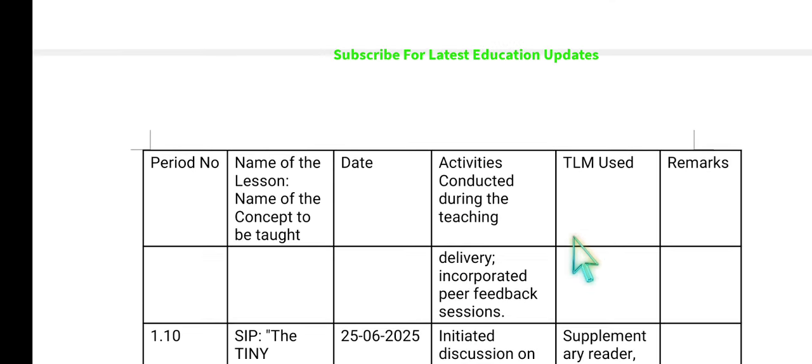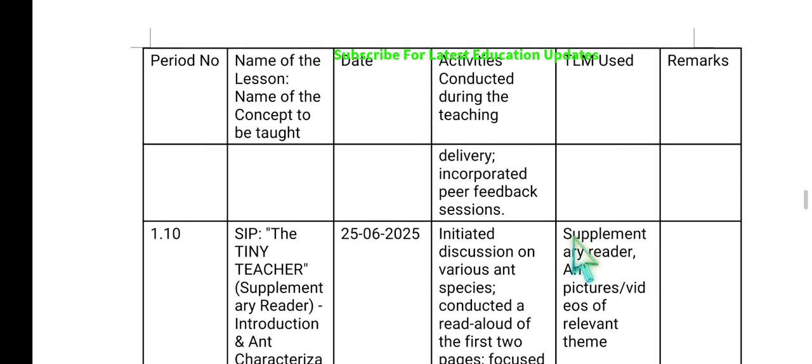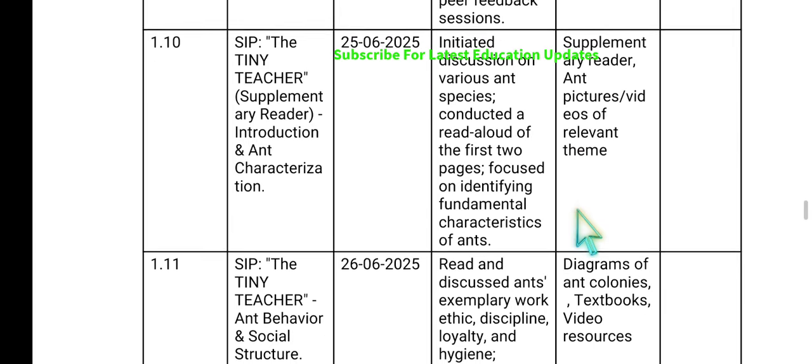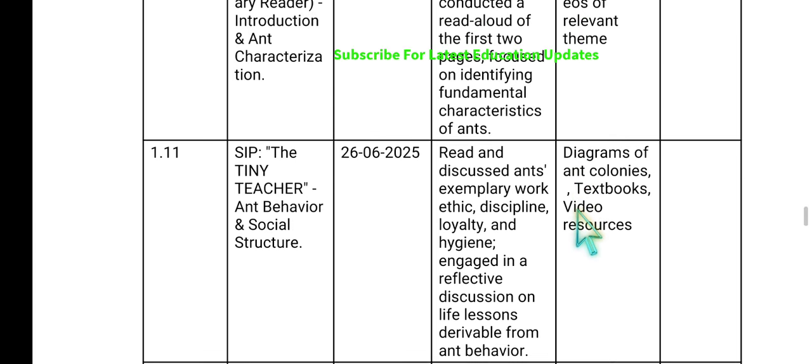So like this it continues, then focusing on student independent practice regarding the supplementary reader as well as practicing reading aloud for the lesson The Tiny Teacher. So it continues for 2 days.